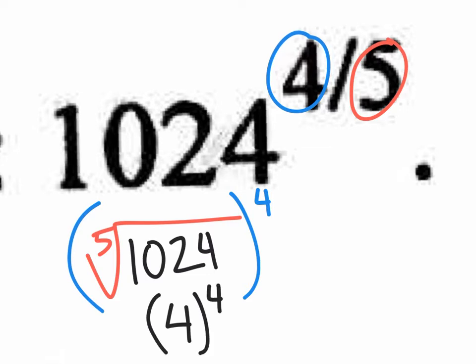So we're going to go 4 to the power of 4 on a calculator. 4 times 4 times 4 times 4 times 4. That is 256. So the final answer here is 256.